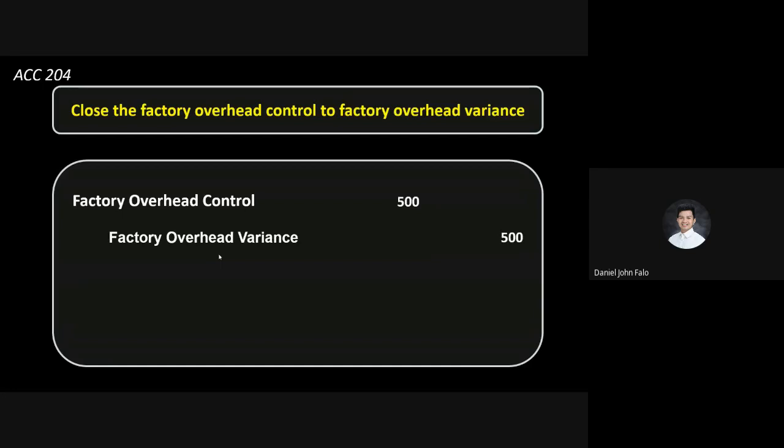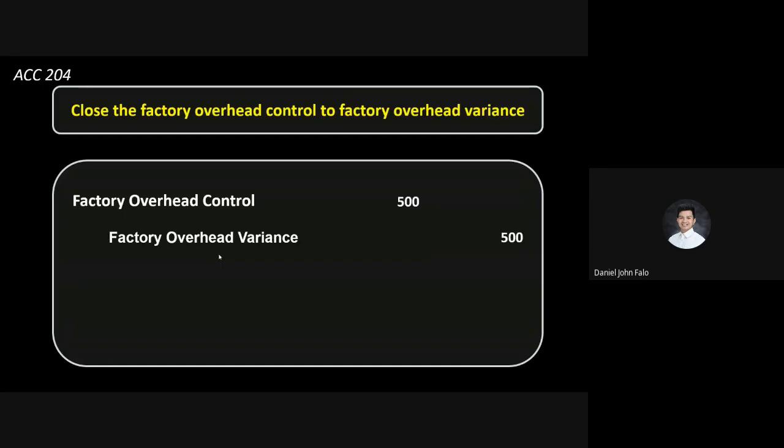under-applied factory overhead. It is important to account for the factory overhead variance because the factory overhead that has been recorded on the work in process is the applied factory overhead, not the factory overhead control. Because applied factory overhead is the one that is being used under the work in process, because it is very difficult to determine the actual factory overhead unless the manufacturing process has been finished.